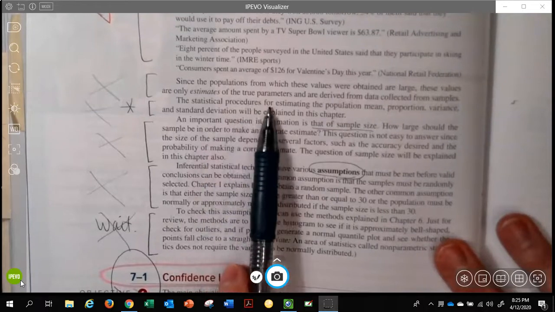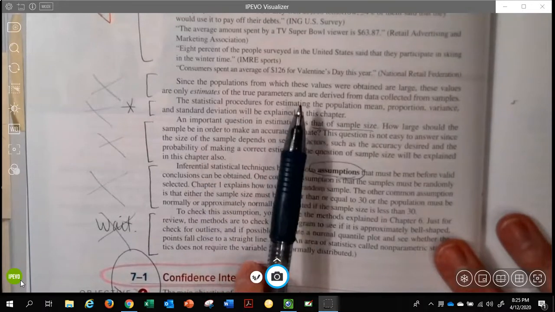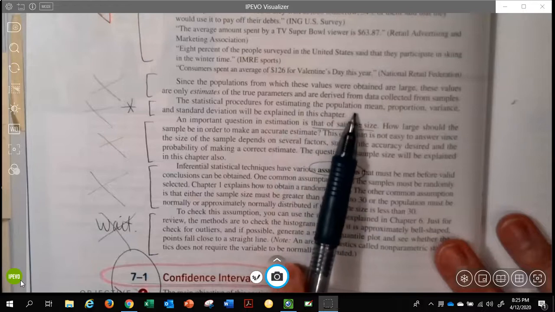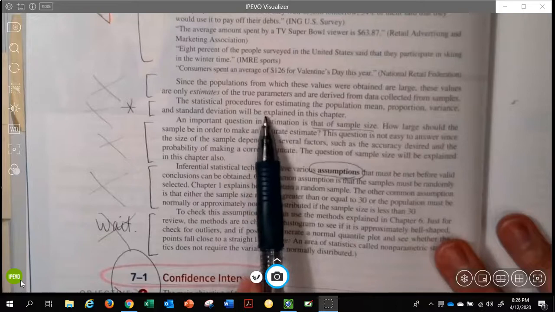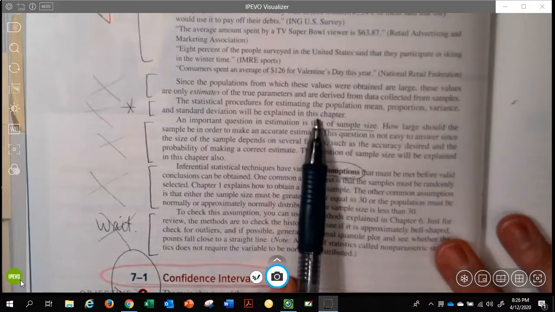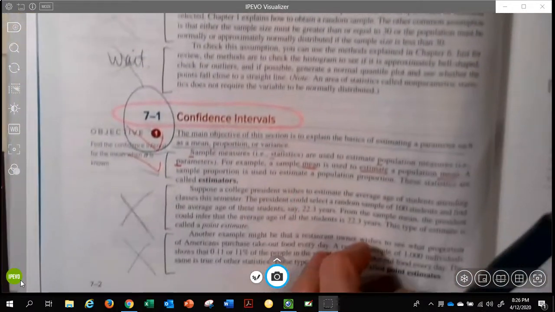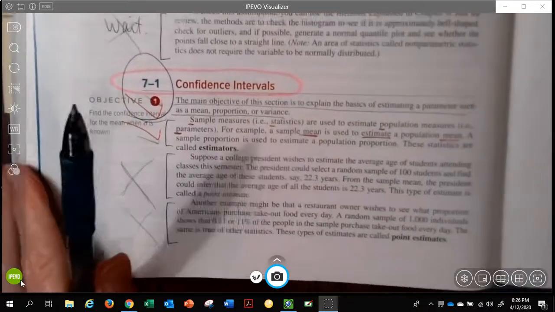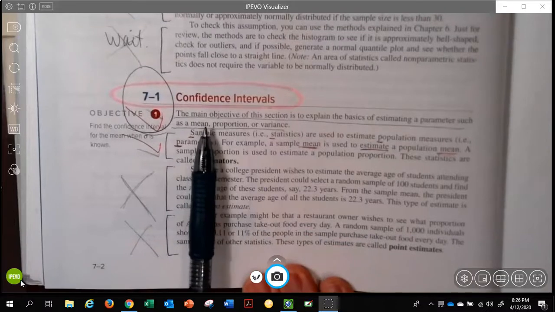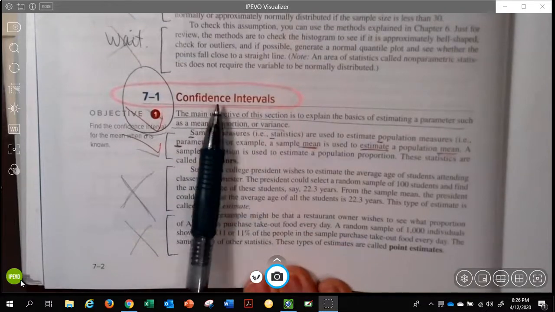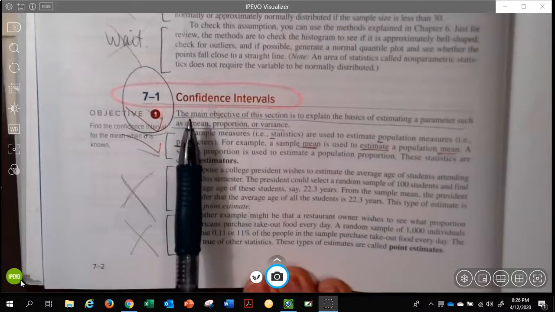And so I want to go to this paragraph right here. The statistical procedures for estimating. How do they know this about the population? The mean, the proportion, the variance, and the standard deviation. That's what's going to be explained in this chapter. But for right now, we're just building, which is an underestimated word, a foundation. So you see that in 7.1, we're talking about confidence intervals.